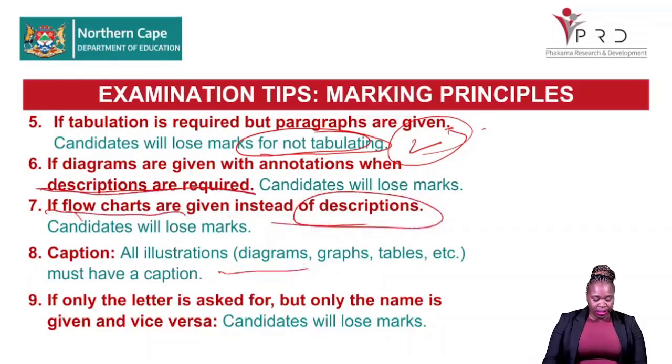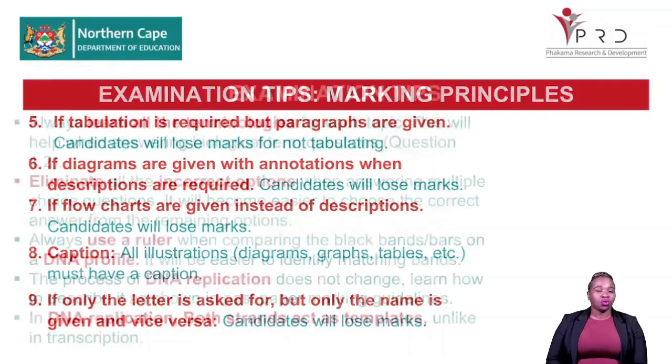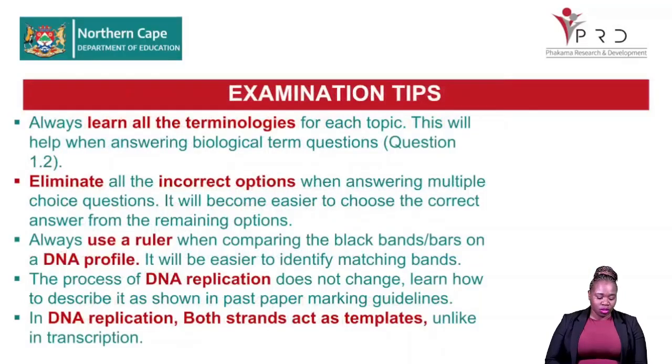And then number 9, if only the letter is asked for, but only the name is given, and vice versa, candidates will lose marks. Make sure that you give that as well. If it says name and letter, give both the letter and name. If it says letter only, give the letter only. If it says name only, also give the name only. Don't waste your time giving both, even though it is not expected.